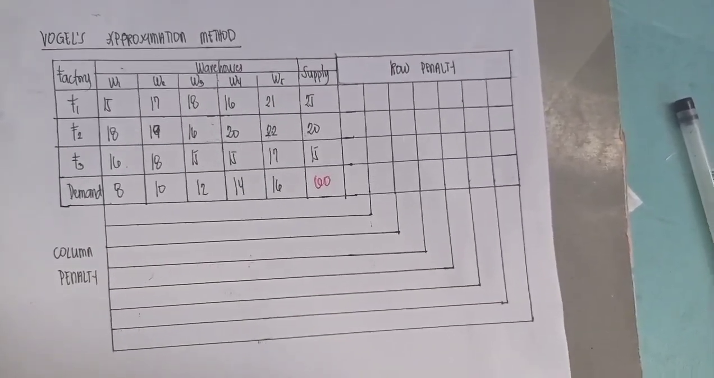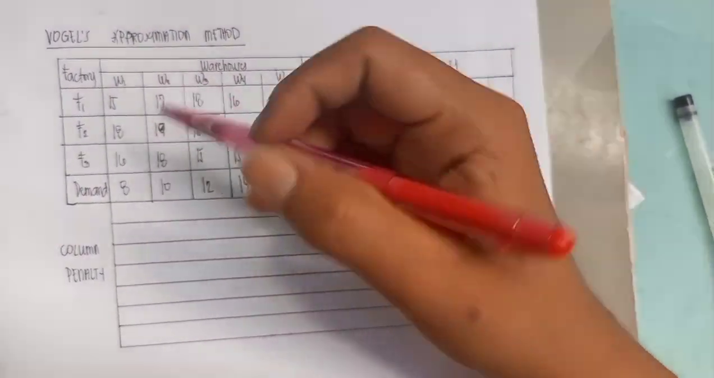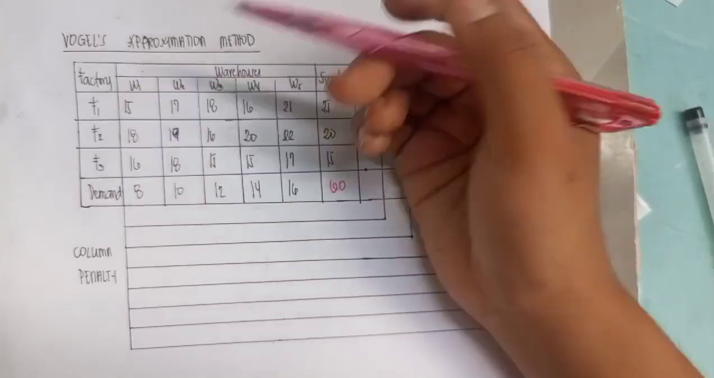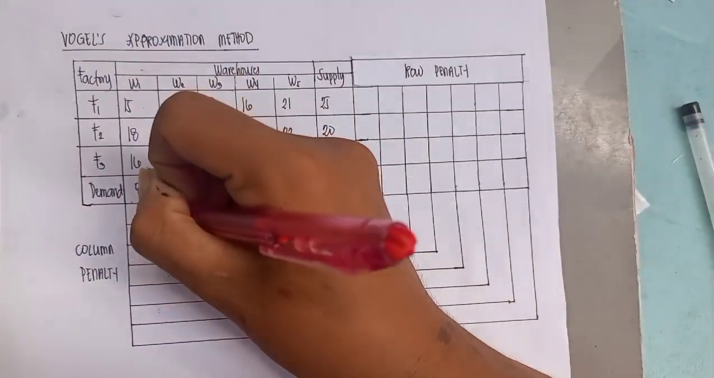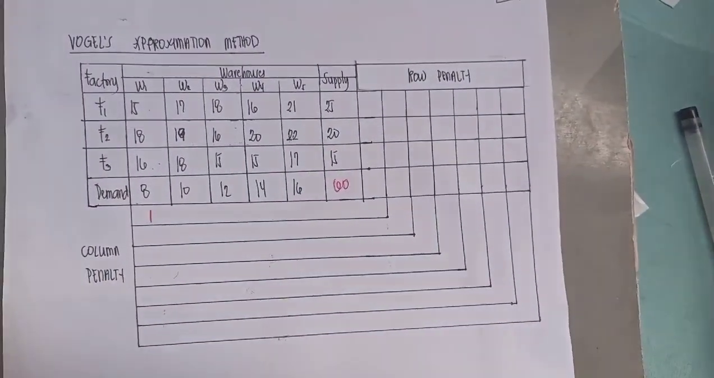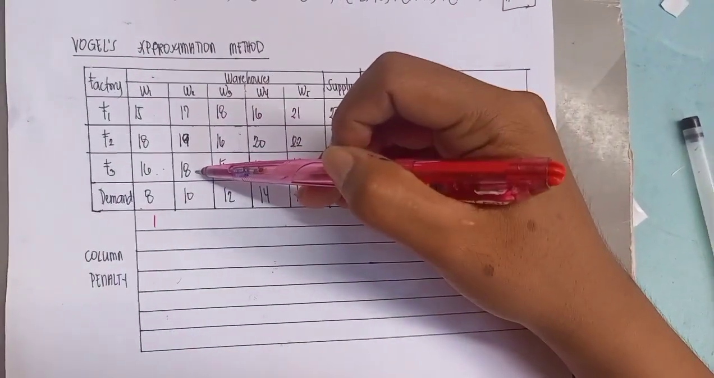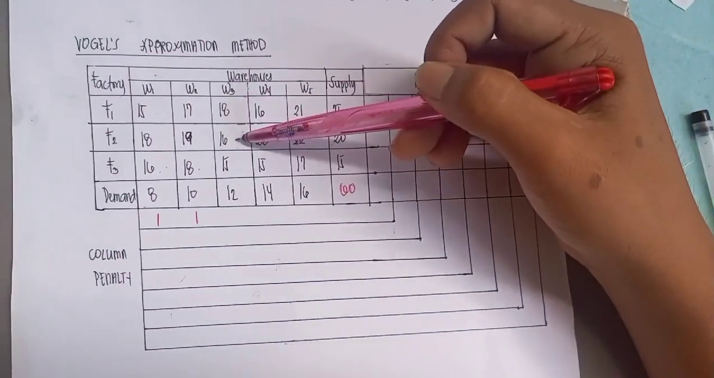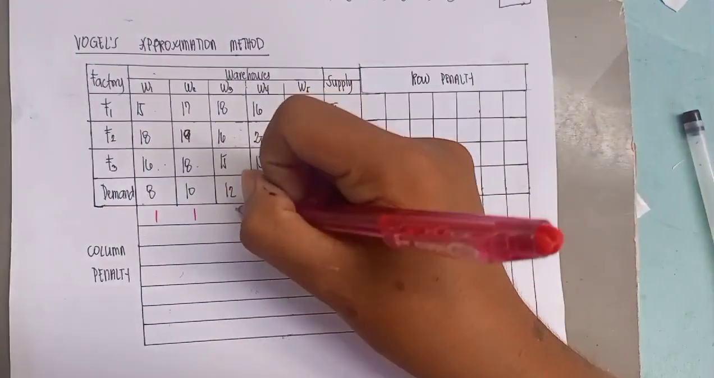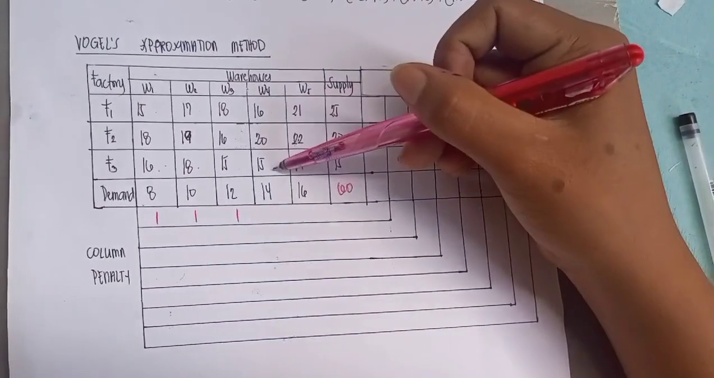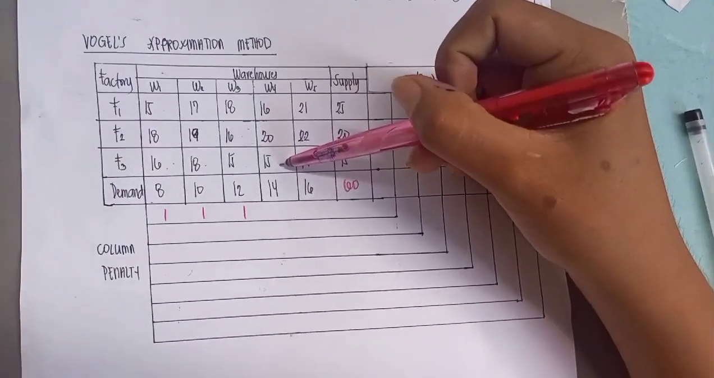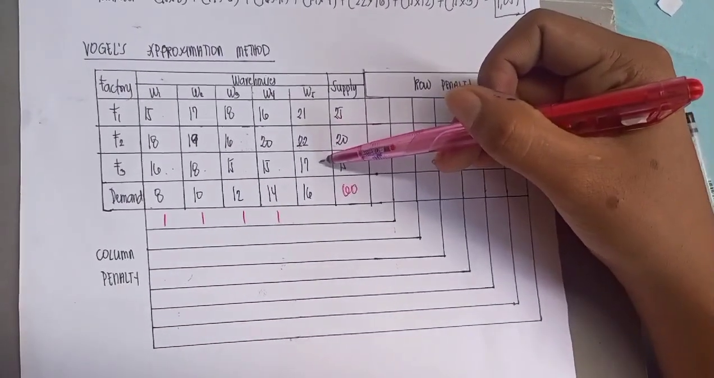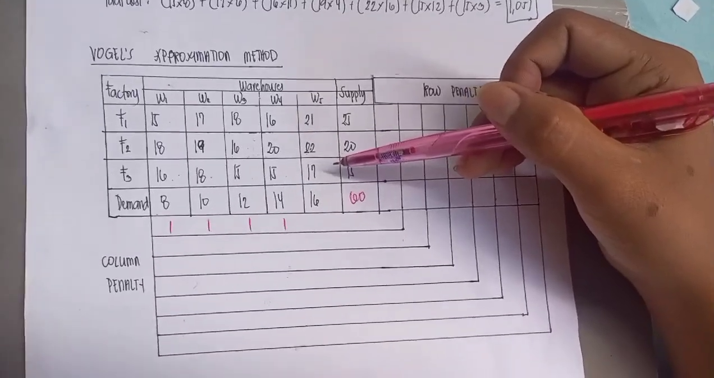Here in our first column W1, the smallest is 15 and next is 16. So 16 minus 15 is 1. Next column, the smallest is 17 and 18. So 18 minus 17 is 1. Next, here 15 and 16. So 16 minus 15 is 1. Next is 16 and 15. So 16 minus 15 is also 1. Lastly, 21 and 17. So 21 minus 17 is equal to 4.